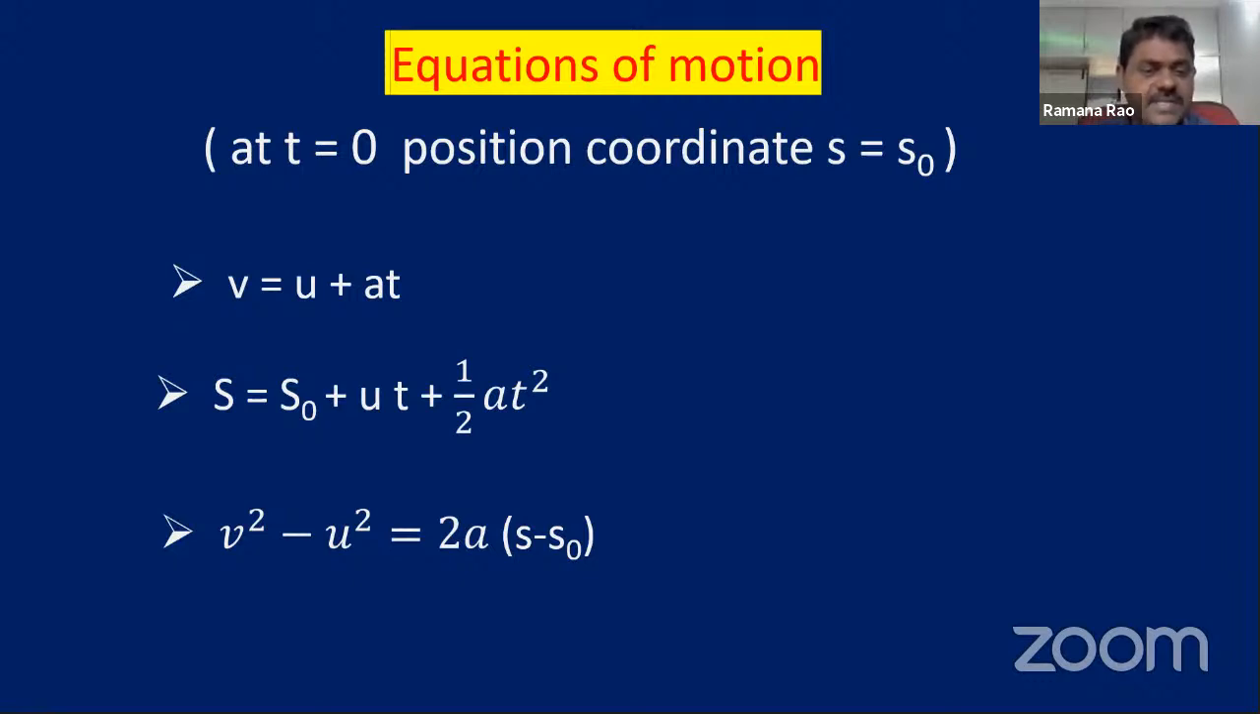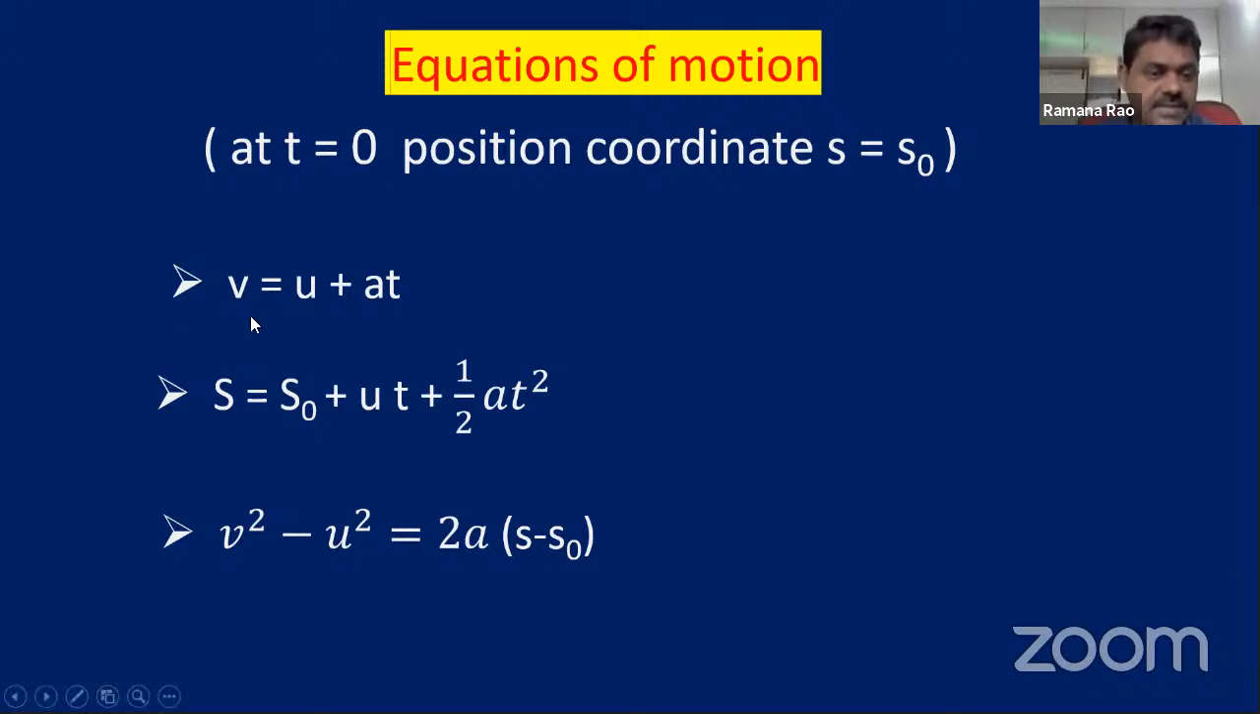So these equations are for the displacement when initially the body has already covered some displacement. These equations are also important when initial displacement is given. Initially, that means at t is equal to 0, if the position of the object is given, then you have to make use of these equations.